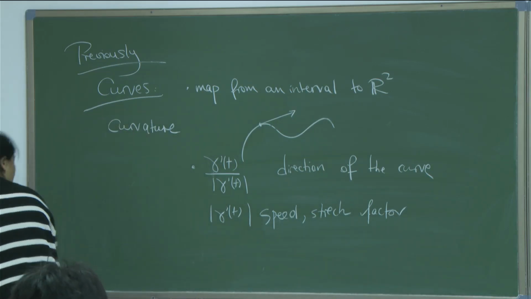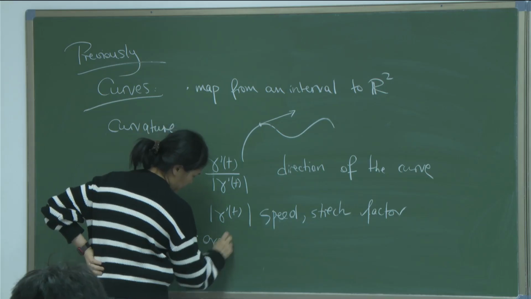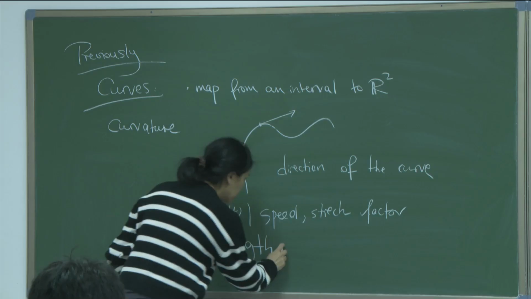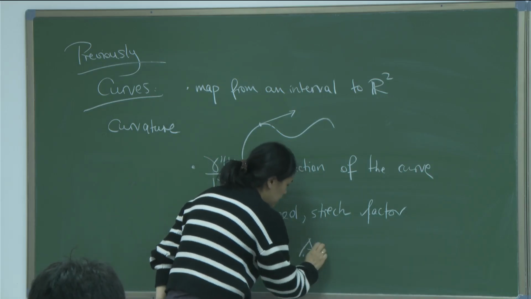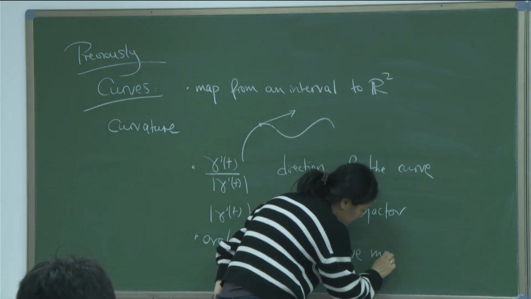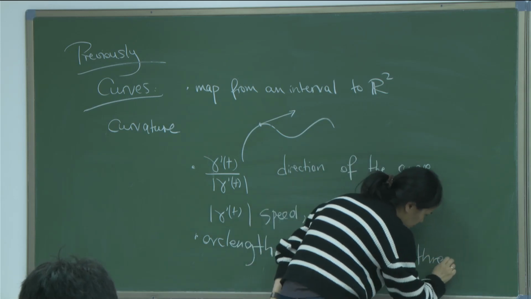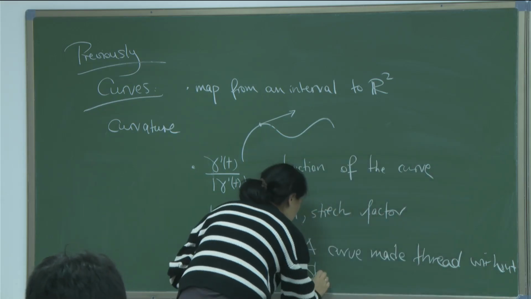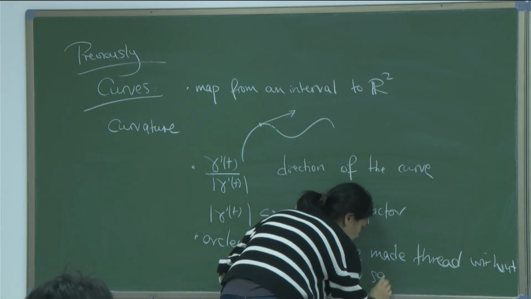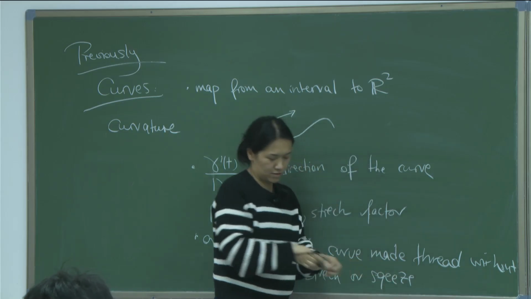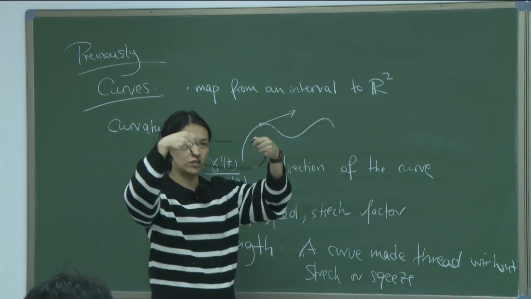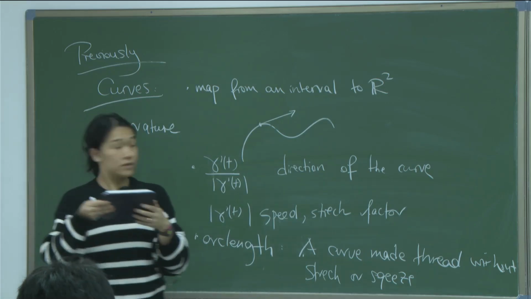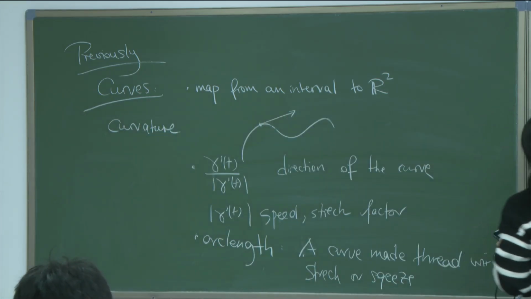Now, what does arc length mean? These are the different words we had last time. That means we have a curve made of thread without stretching. Stretch or squeeze, okay? So just like this, I don't stretch, I don't squeeze it, and that's how my curve looked like, okay? And then we had curvature, yes.